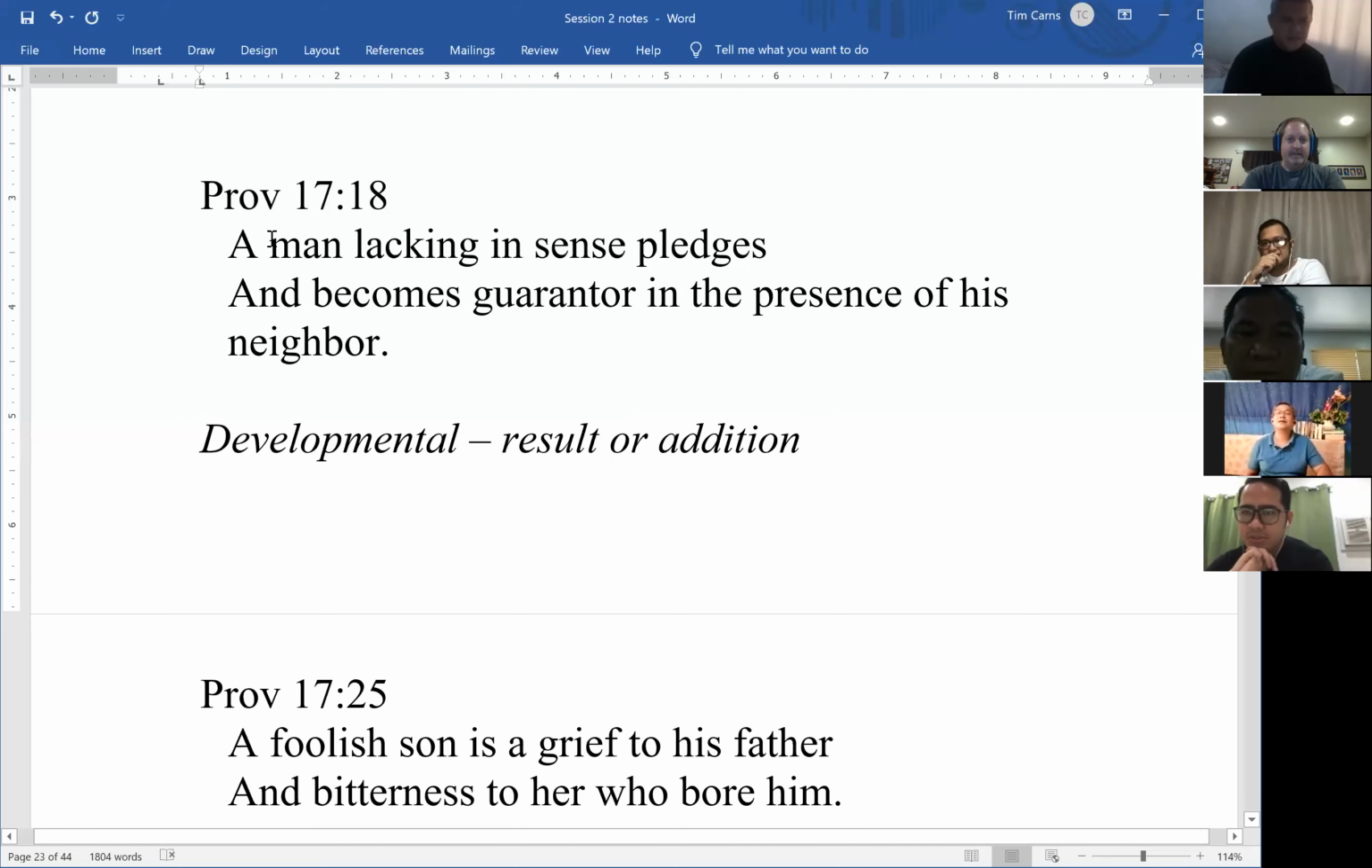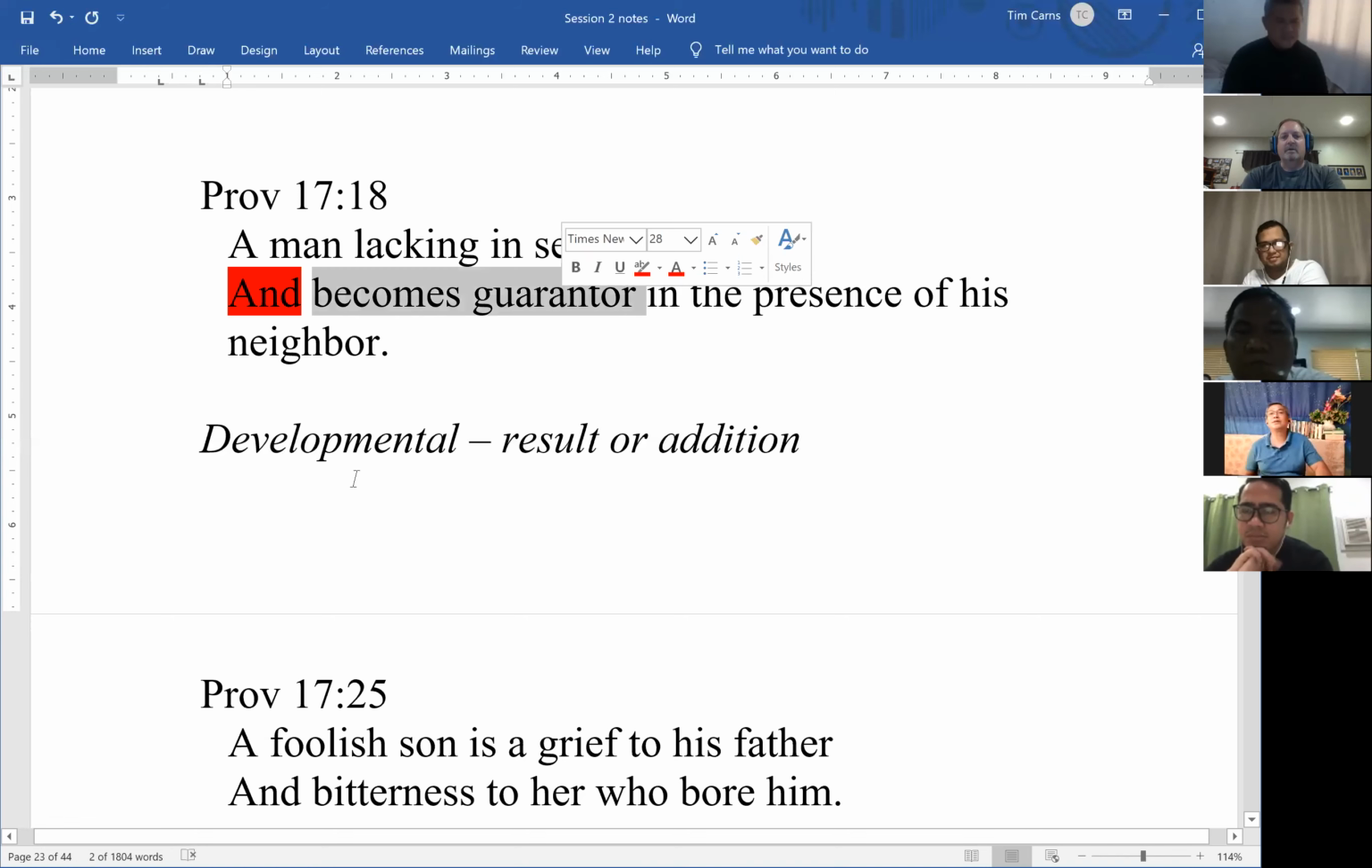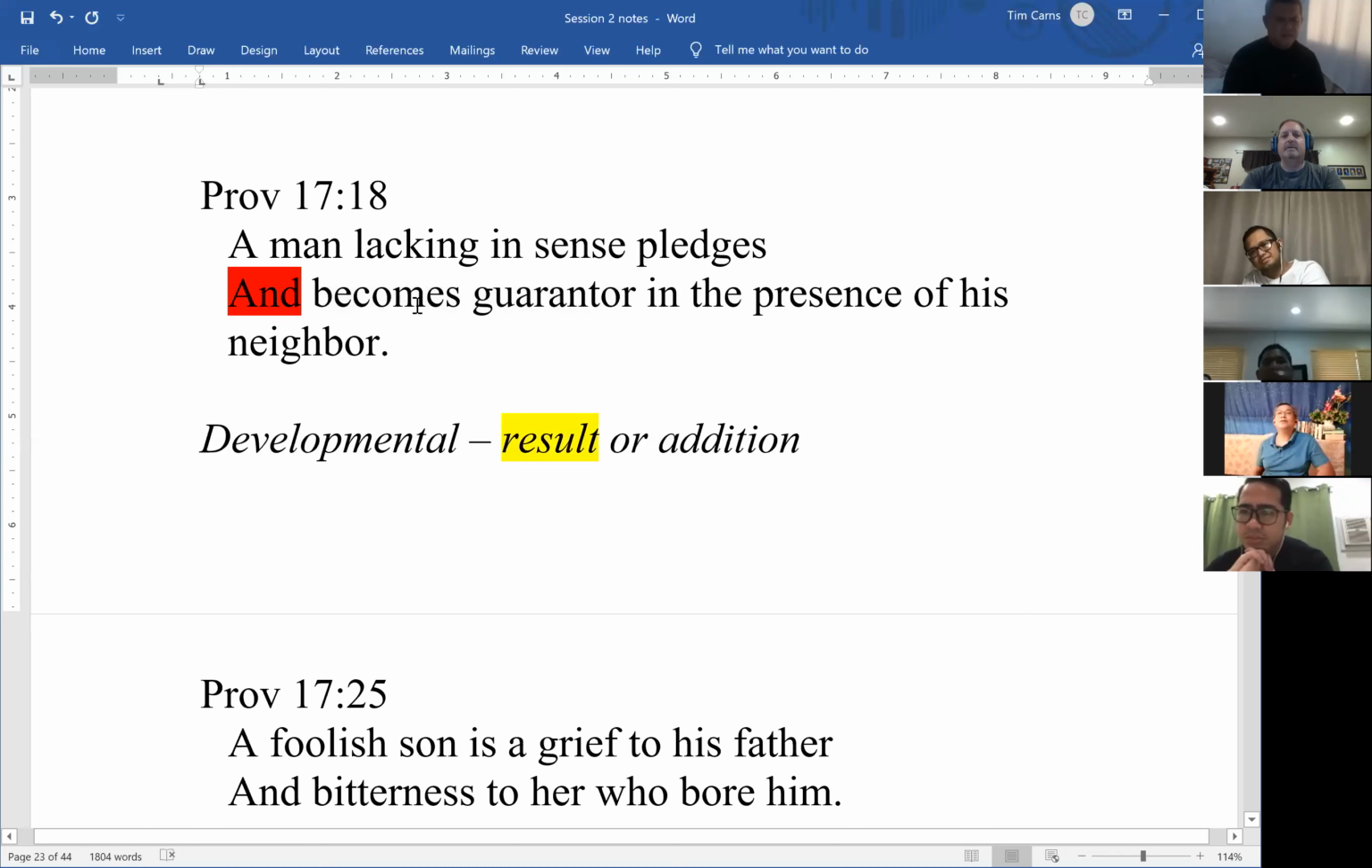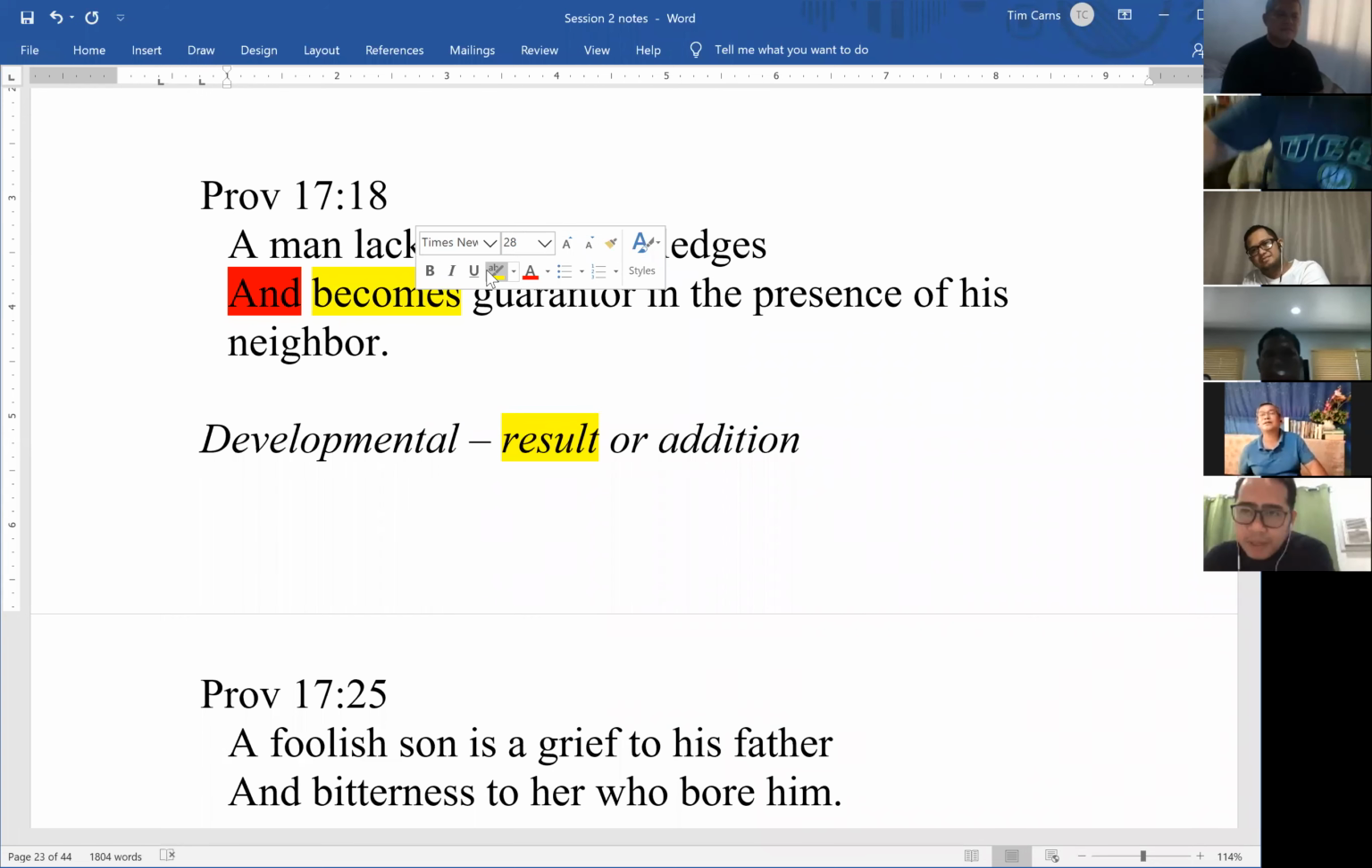So let's look at this. A man lacking in sense pledges. And notice it doesn't say a fool who is, or a man who is foolish, so it's not synonymous here. He's adding something, and the word and helps us a little bit. So it's developmental, and it could be adding more information, or it could be telling us what will happen. A man lacking in sense pledges. What happens? He becomes a guarantor. So yeah, maybe result might be good, because of that word becomes. Yes. Okay, so I would agree with that.